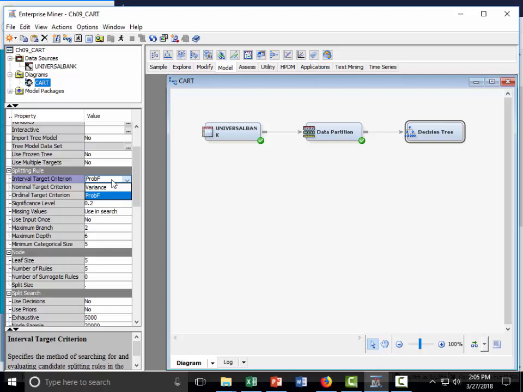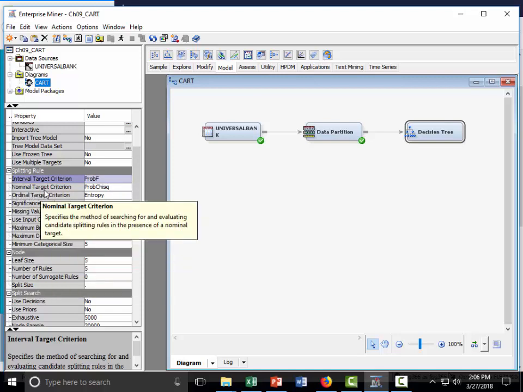If you have an interval target, then you have a choice of probability of F. Prob F is your chi-square. When you split, you look at how independent the two nodes are. Variance is the variance between and within the nodes. So you can use either one of those criteria. The chi-squared value, prob F, is your default.